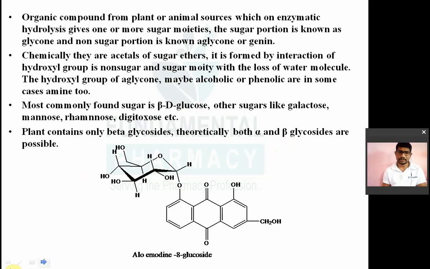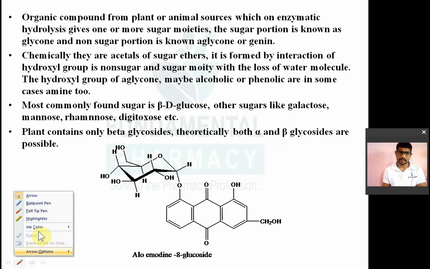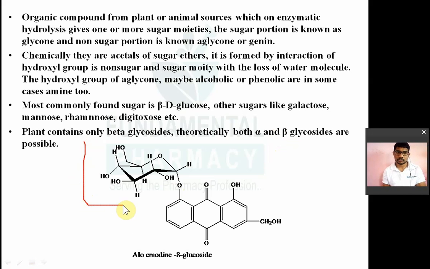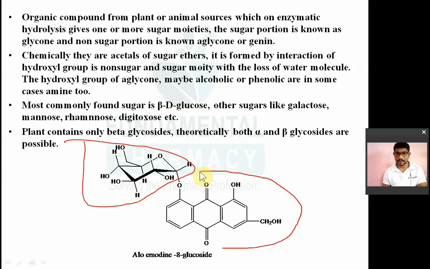Now you can see over here the structure of one glycoside. This part is the sugar portion, known as the glycone part, or sugar part, and this part is known as the aglycone part, or genin. Now this aglycone part comes from a different metabolic pathway, and the sugar and aglycone part are joined together by a glycosidic bond.